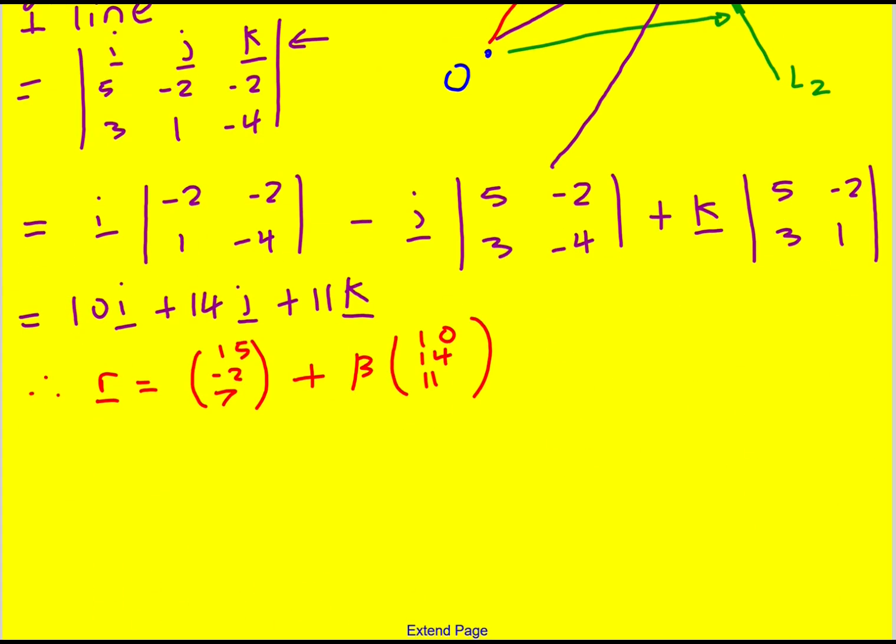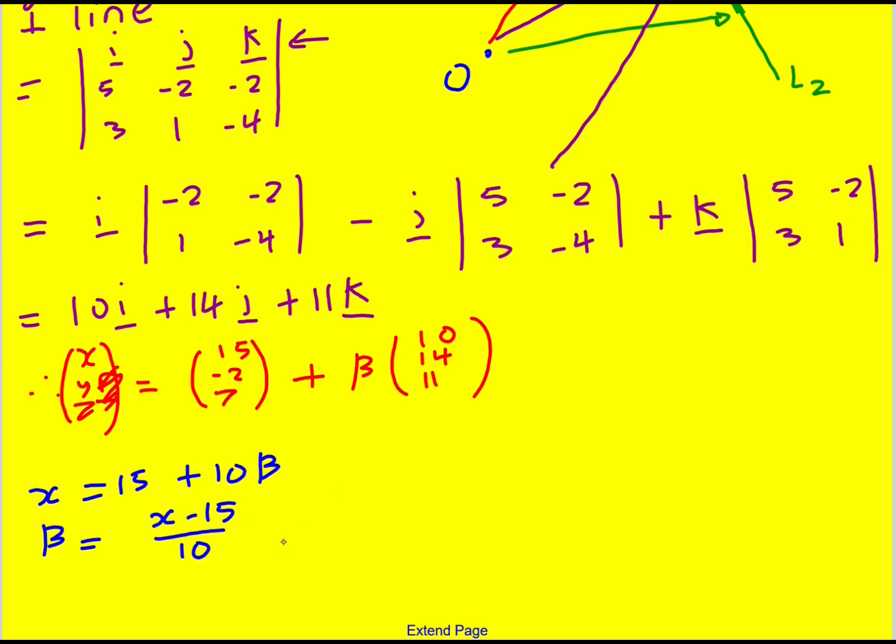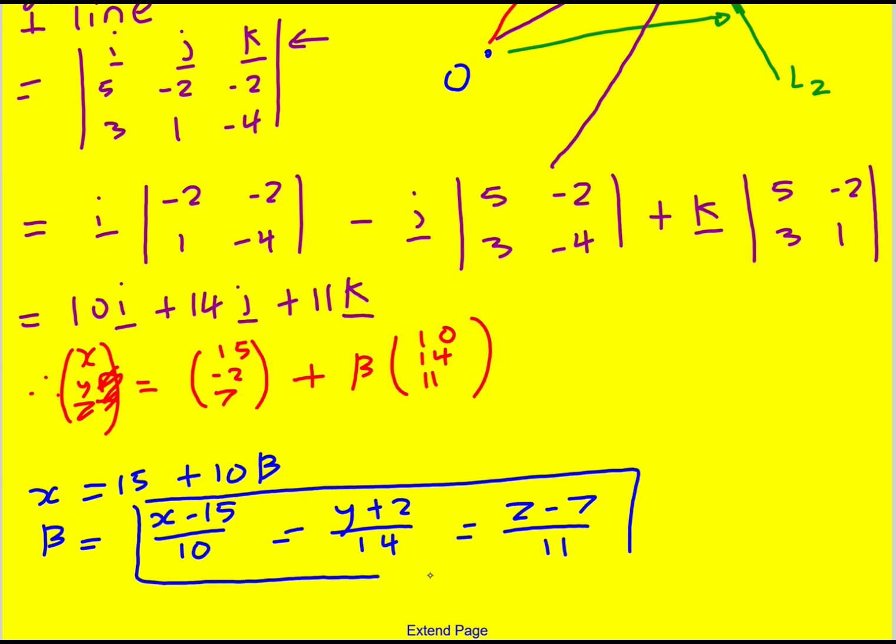So we've actually, remember, got this as x, y, z. And therefore, I can make beta the subject in each case. I'll just do the first one in full. So x is equal to 15 plus 10 beta. And that means beta is going to be x minus 15 over 10. And I can do the same with the y one. So it's going to be y plus 2 over 14 when I make beta the subject in that case. And then finally z minus 7 over 11. I can just get rid of the beta. It's just a scalar quantity, but I've got a relationship between x, y, and z. This is my Cartesian equation.